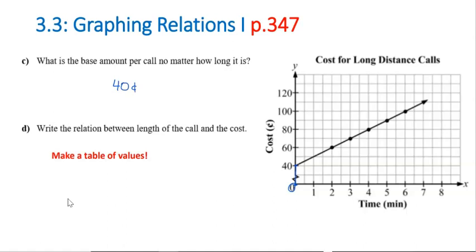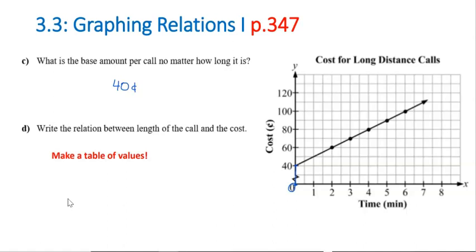This is our base amount. So it begins on the y-axis at 40, not down at 0. Not all graphs have to go through the point of origin. In fact, most don't. So we have a base of 40 cents, and then the price goes up per minute after that. For D, we need to write the relation between the length of the call and the cost. So what they're asking us for here is the equation.